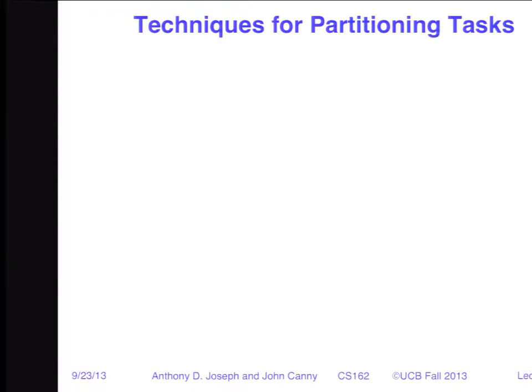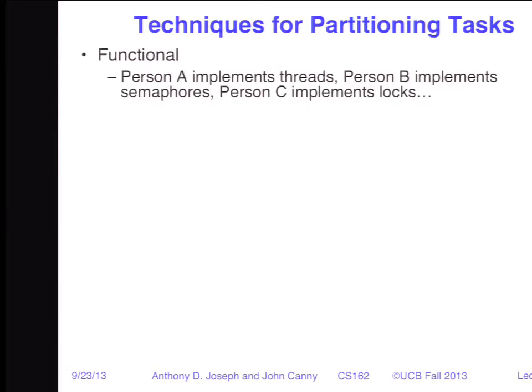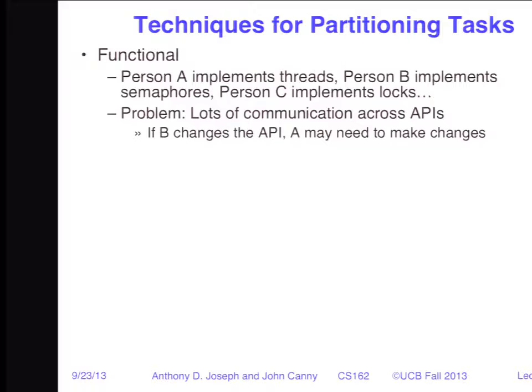So one of the first questions that you should ask is, how do you partition a big project? And there are two different ways you can partition it. So in a functional partitioning, you have the first person say, like in your project one, implement threads, and the second person implements semaphores, and the third person implements the locks. The problem, though, with this kind of approach is there can be lots and lots of communication across these API boundaries. Right? So if person B changes the API for semaphores, then the person implementing the threads, person A, may also have to make changes.